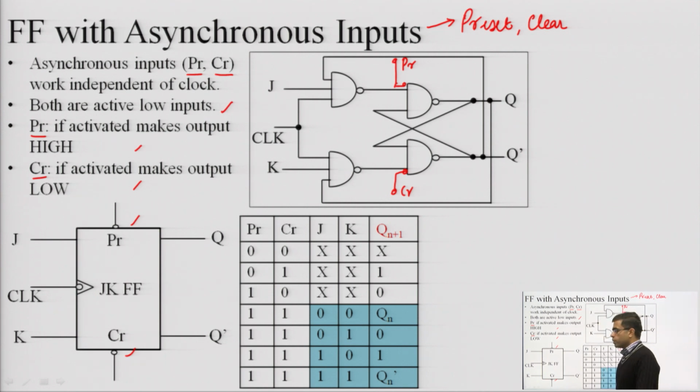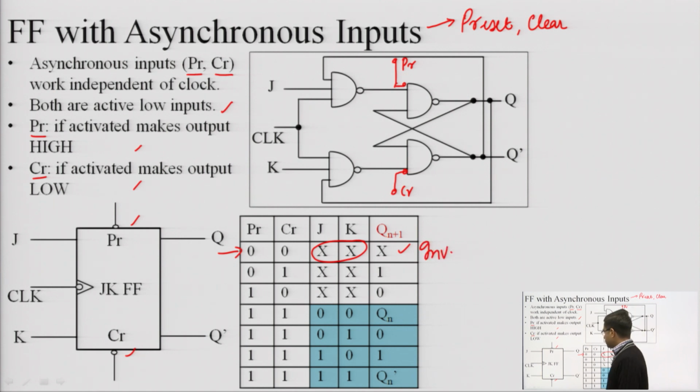Now let's understand the operation of the flip flop in conjunction with the preset and clear inputs. In the first case, PR is 0 and CR is 0. That means preset and clear both are activated. Now preset wants the output to be high, clear wants the output to be low. Both will fight with each other, which is practically not possible. So whatever you apply at the input side, the output will be invalid.